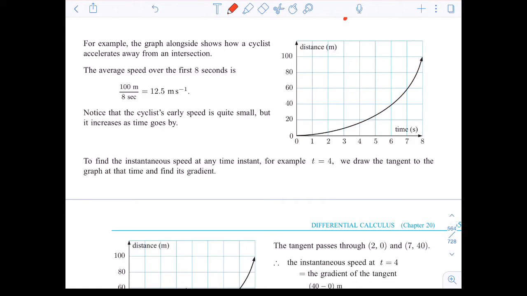To find the instantaneous rate of change at any spot, for example, where t is equal to 4, right here, we draw the tangent line. So I want to know what is the slope of that line there, because that would be the speed, the rate of change right at 4.